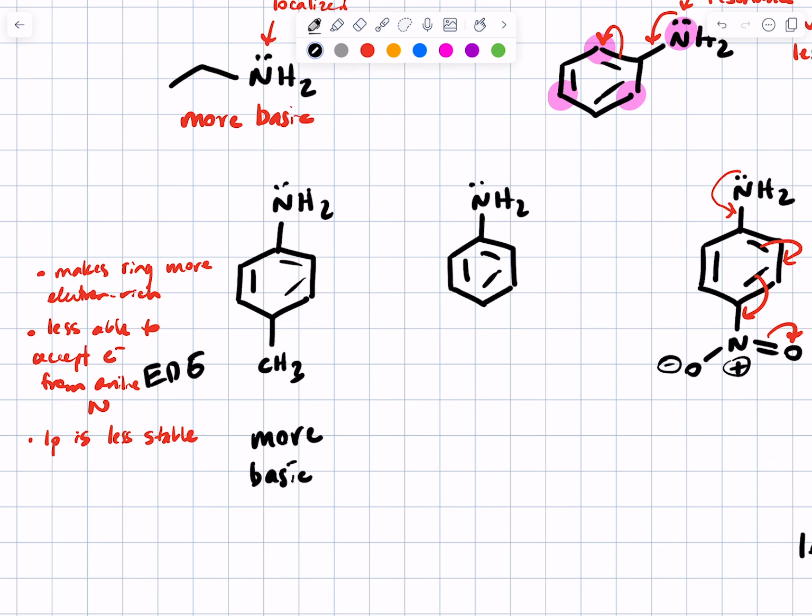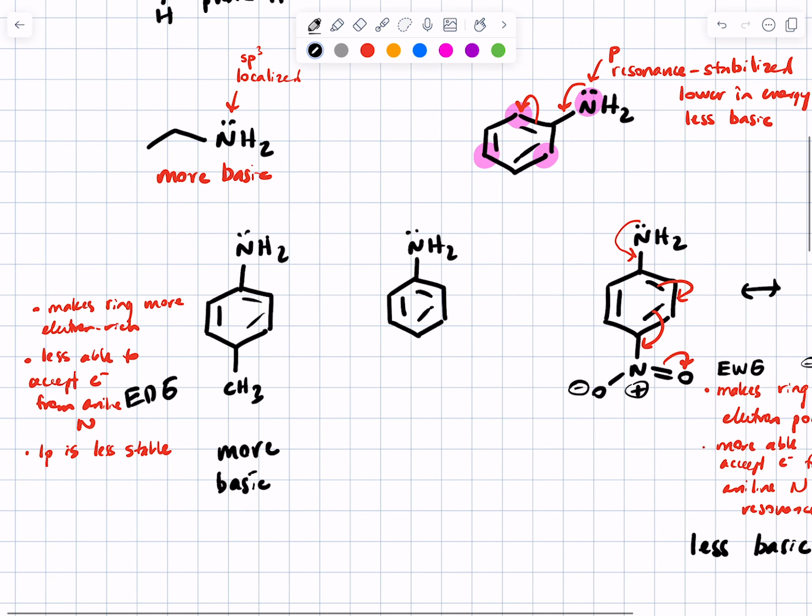Go ahead. Is that dependent on them being in the para position, or will that be influenced based on?